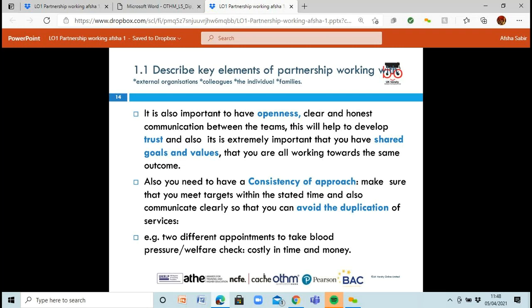And then also avoid the duplication of services, because it costs a lot of time and money. Even with you physically going somewhere, there's no point. So if someone's going to, say, go and take blood pressure for someone, or they want to go and give them medicinal services, maybe they can have a welfare check at the same time as well, just to find out maybe there's another member within the family that can be checked at the same time. So get things done at once.